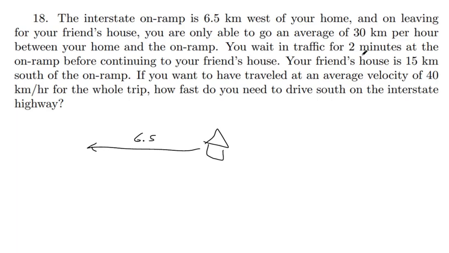You wait in traffic for 2 minutes at the on-ramp before continuing to your friend's house. Friend's house is 15 kilometers south of the on-ramp. Okay, so this is 15 kilometers. If you want to have traveled an average velocity of 40 kilometers per hour, how fast do you need to drive south in the interstate? So we want 40 kilometers for 1 hour for our final units.